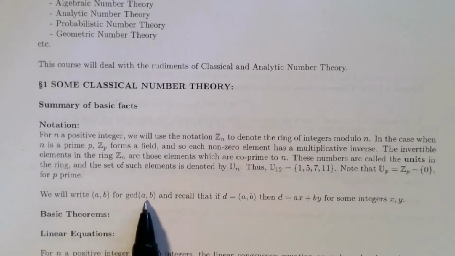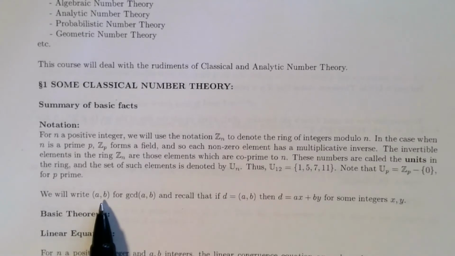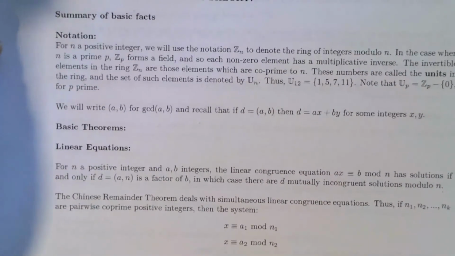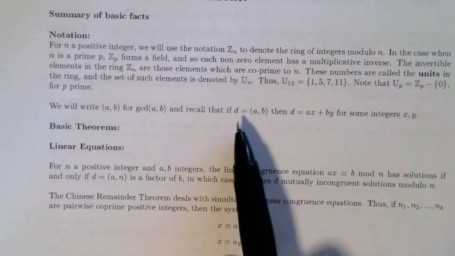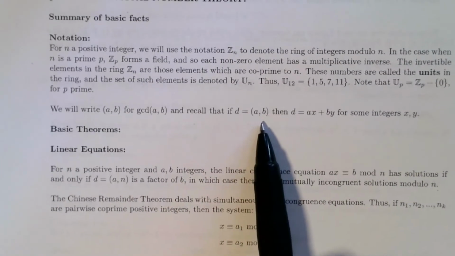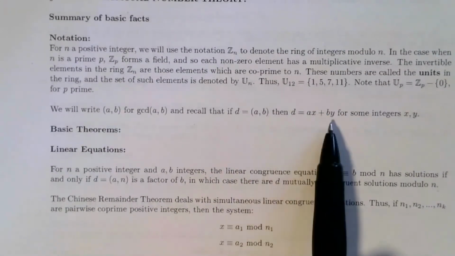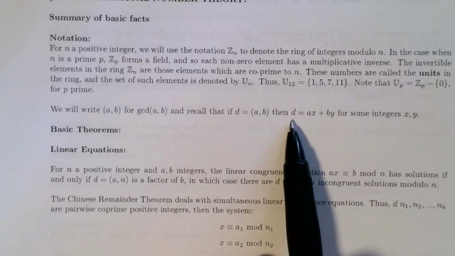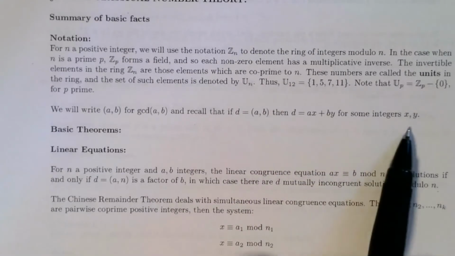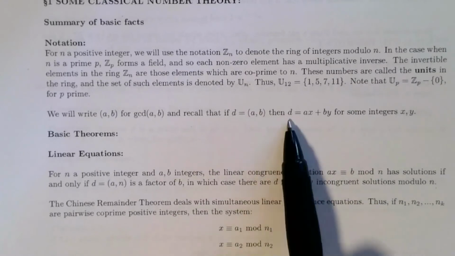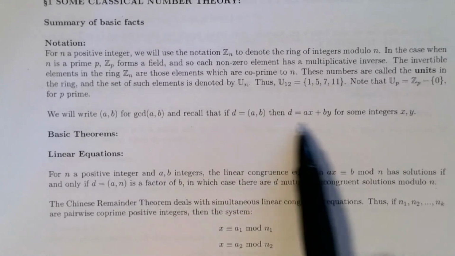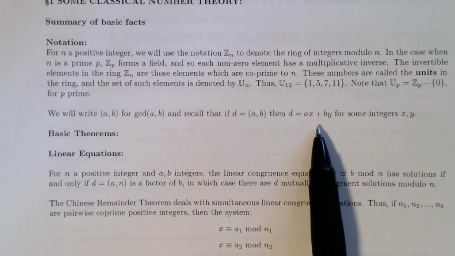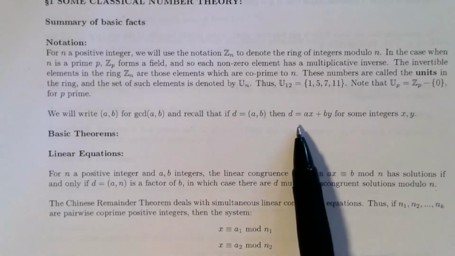Instead of writing GCD of a and b, I'm just going to write (a, b) for the GCD. And you'll recall that very fundamental result, sometimes known as Bezout's lemma, that if d is the GCD of two integers a and b, then you can write d as an integer linear combination of the two numbers you started with. That is, you can write d as ax plus by for some integers x and y. And in some sense this is a fact which is very fundamental in number theory, and very important, the so-called Bezout's lemma.